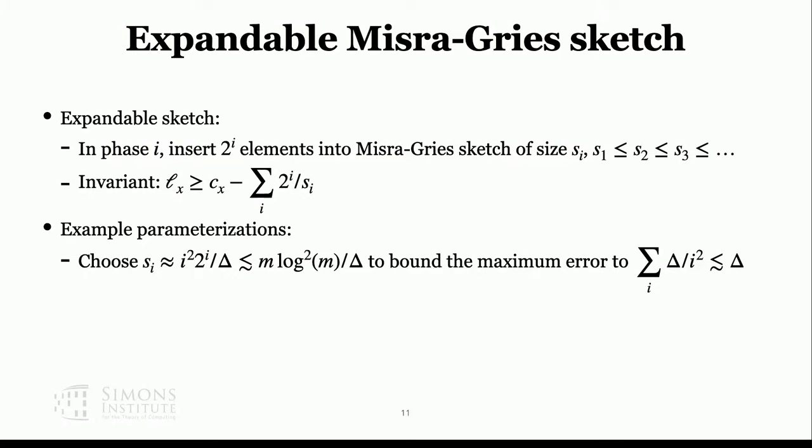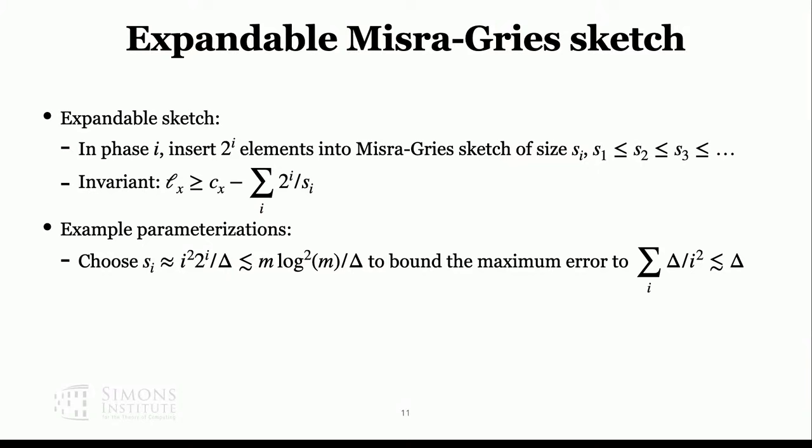So now we can start choosing different values of Si. There are different kinds of trade-offs you can do. One thing you could do is to choose Si such that it's basically the length of the phase, 2 to the i, divided by some delta. But then to make things converge, we make it a little bit bigger. So in the i-th phase we use a factor i squared more space. So that's one way. This means that the space is bounded by m log squared m divided by delta.